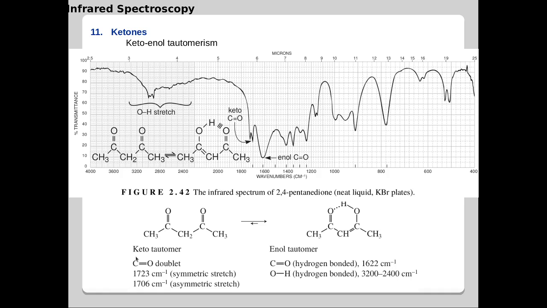So for the keto tautomer, the carbonyl vibrational frequency for this typical molecule appears as a doublet structure, because the carbonyl functional groups share a common CH2 group here, or the carbonyl carbons are connected by a common carbon atom.